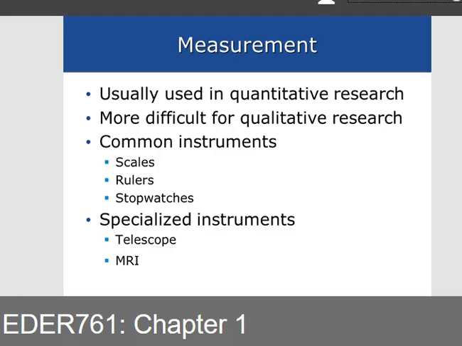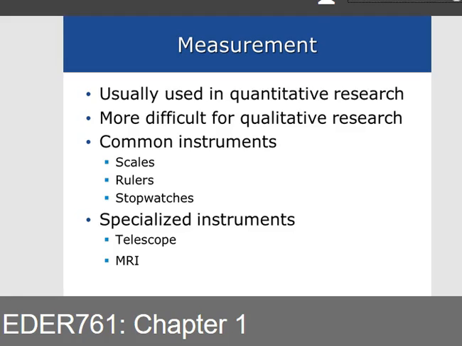Measurement, usually used in quantitative research, more difficult for qualitative research. Again, quantitative research is referring to those that can be directly measurable or that we have found a way to measure through an operational definition and a valid and reliable measurement tool, which we can talk more about later.